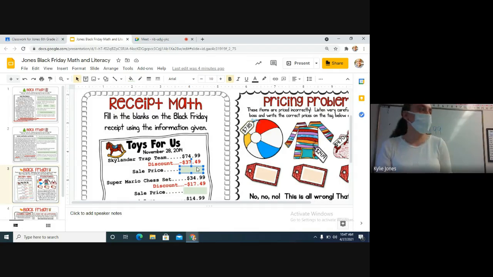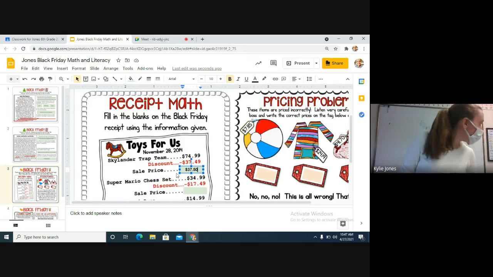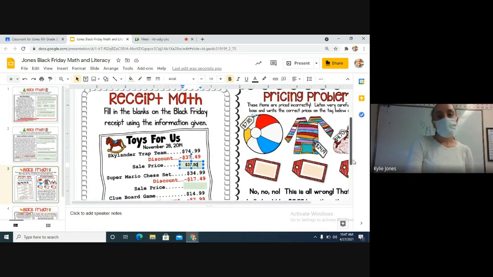Can anybody take a rough guess what percentage off the item was? Nope. 50%. It was half off. They took off $37.49 and they paid $37.50, so it's half off. Sometimes it's super, super clearance. They're like, this has been on the hanger for two years. Please take it. All right, next one.